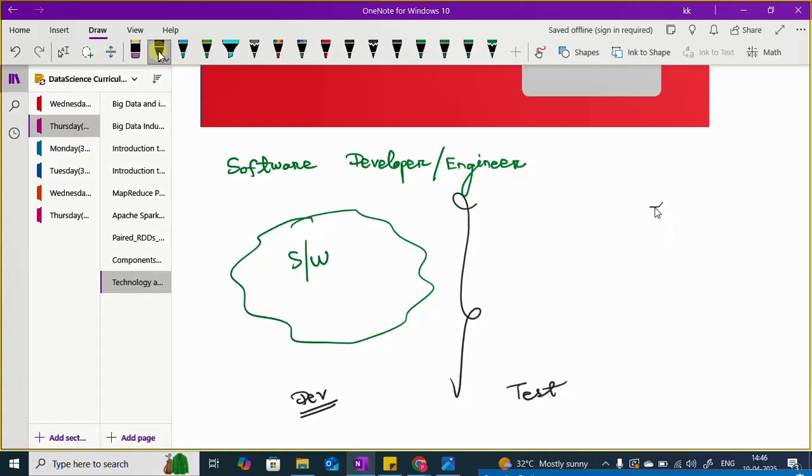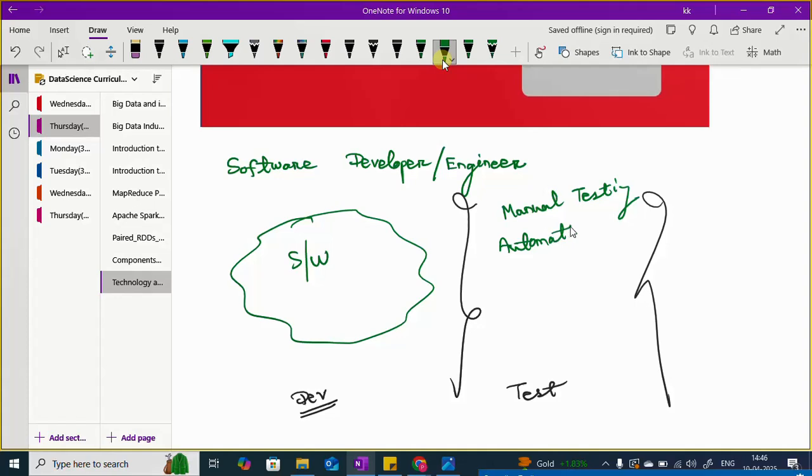They are doing a lot of testing, like you might have heard about. Your friend is working, or maybe your seniors are working, maybe as a tester, like they are working in manual testing, automation testing. These are the different profiles: manual testing, automation testing, and all together.